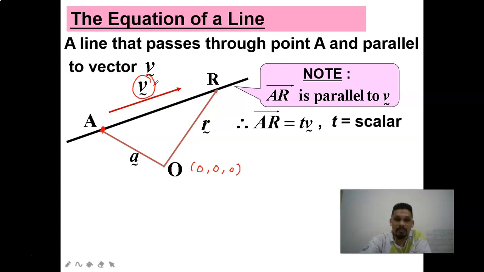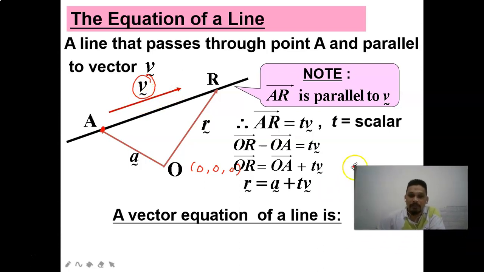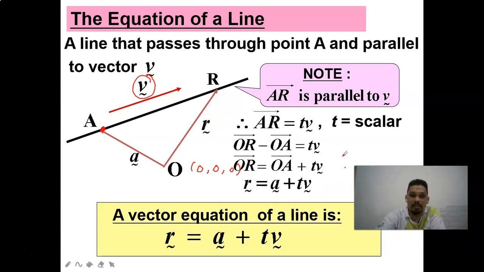And T is a scalar, and we simplify this as an equation of the vector R, the vector from O to R, equal to the vector O to A, which is vector A here, plus the scalar T times the vector V, since A to R is parallel to the vector V. Okay, so from here, the vector equation of the line is R equal to A plus T times the vector V.